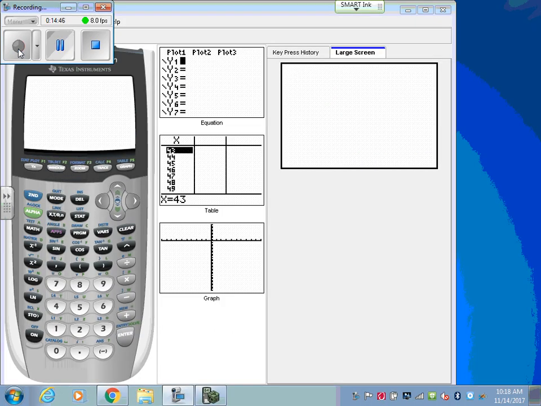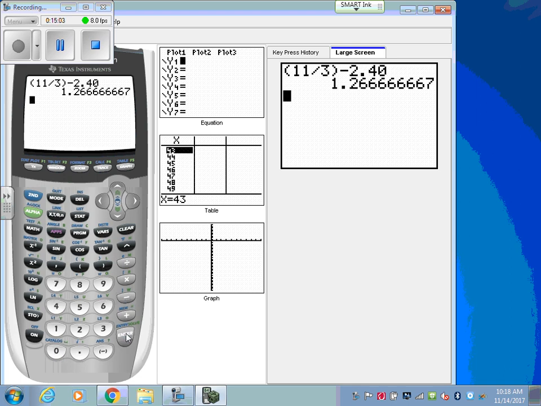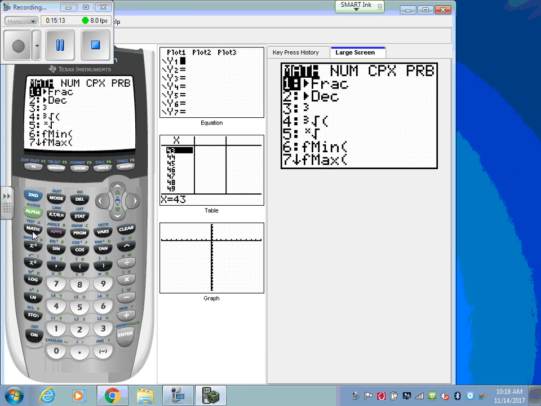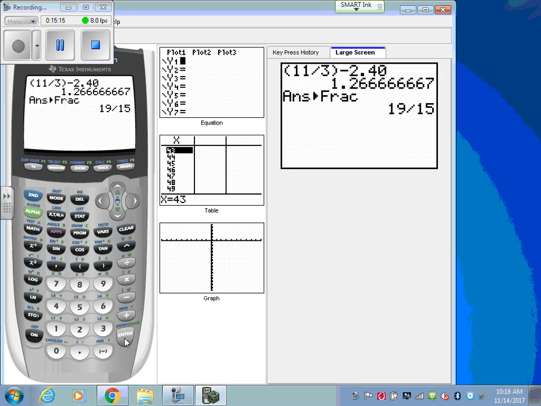In order to get the fraction in the calculator, I'm going to put a parenthesis and then do 11 divided by 3. So that essentially represents my fraction. There are other ways to do that too, but that's the easiest for me. And then I'm going to subtract the 2.40. And I end up with this ugly decimal, 1.26 repeating, eventually rounded to a 7 at the end. But now I'm going to use a great shortcut, and take notes on this. We're going to press Math, Enter, Enter, and it turns it into a fraction. And that fraction is 19/15, which I will now use to finish off my problem.